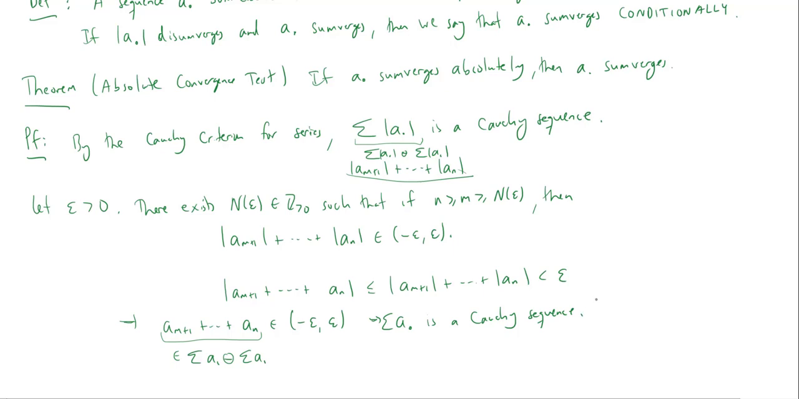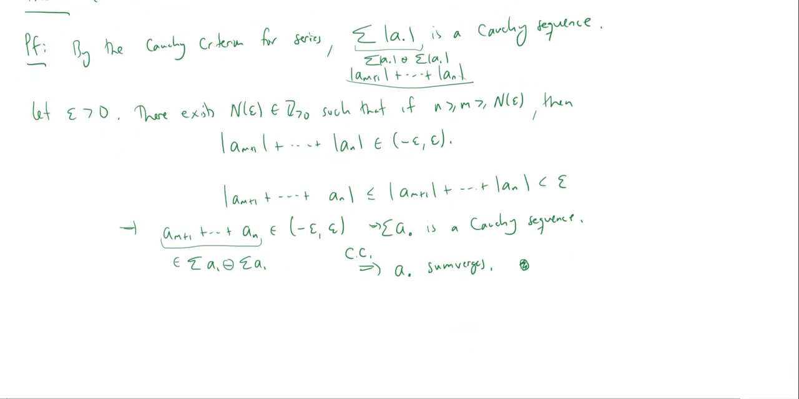And now we just use the Cauchy criterion for series in reverse. We know we have a Cauchy sequence, and so I'll abbreviate by the Cauchy criterion, then we know that A subverges. Okay, so we know that the sum sequence converges, so A subverges. Okay, and that's the proof. All right, so this Cauchy criterion is actually quite nice for proving these things in a pretty straightforward way.